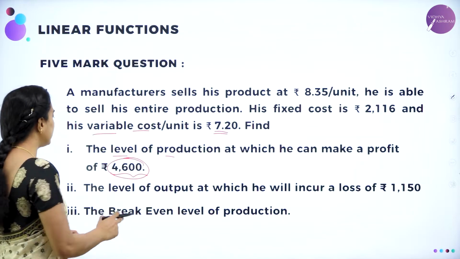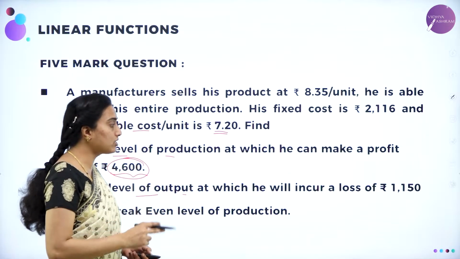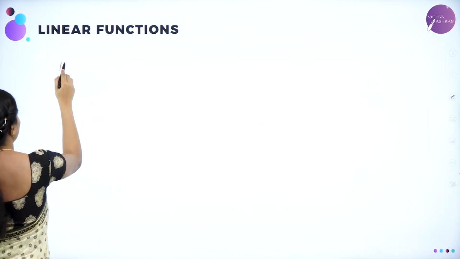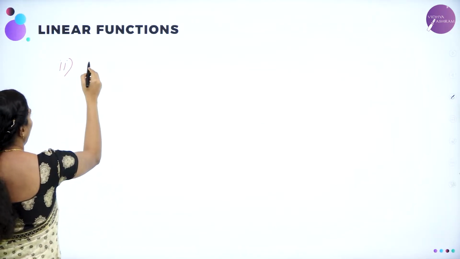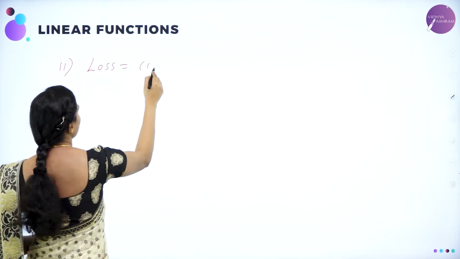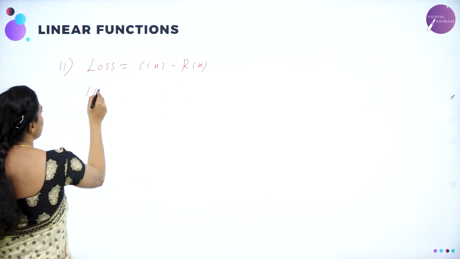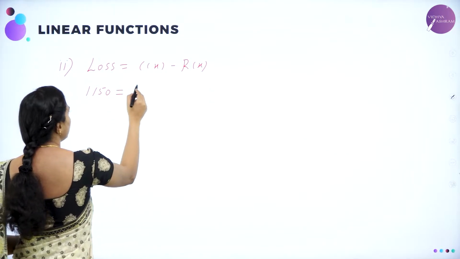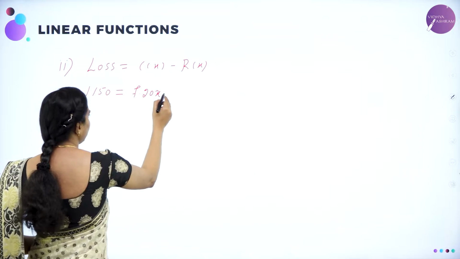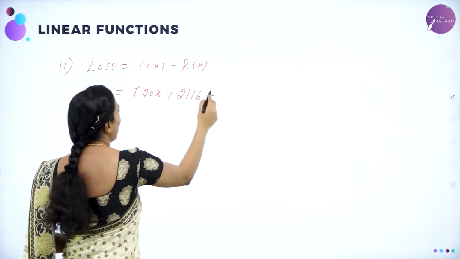We'll move on to the second sub question. They have asked the level of output at which he will incur a loss of 1150. So a loss of 1150 means loss is equal to C of x minus R of x. Now the loss they have given, 1150, is equal to C of x, 7.20x plus 2116, minus R of x, which is 8.35x.